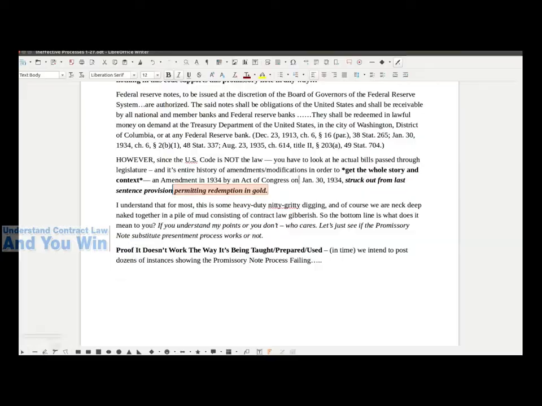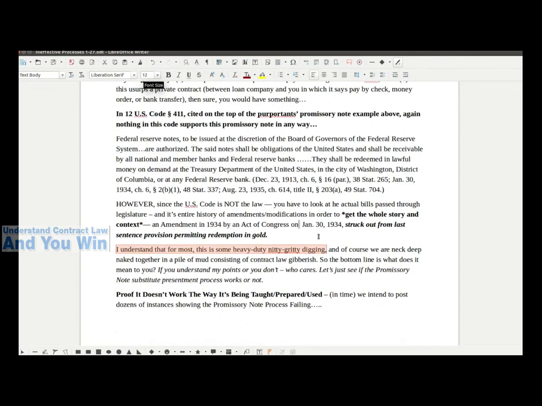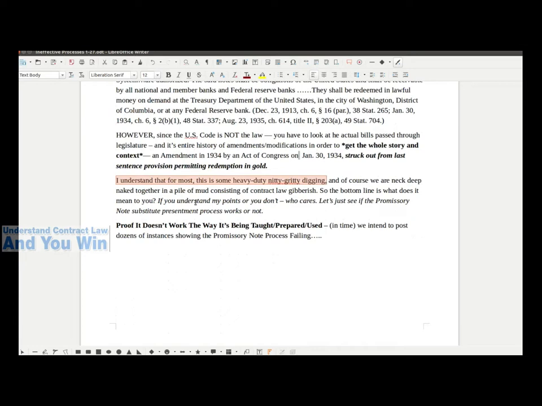I do understand, though, that for most, this is some heavy-duty, nitty-gritty digging. Maybe you need to pause it and reference and read all this stuff and then go back and watch it again. Of course, we are neck-deep, naked together in a pile of mud consisting of contract law gibberish, according to some people. All this stuff might be going over somebody's head. I hope at least half the people it's not going over your head.